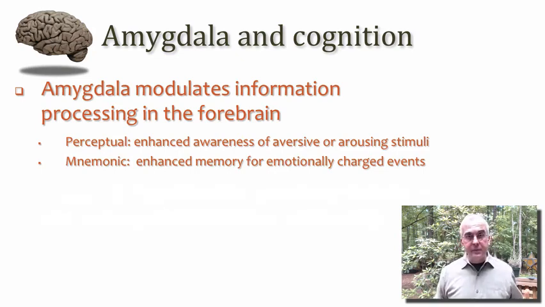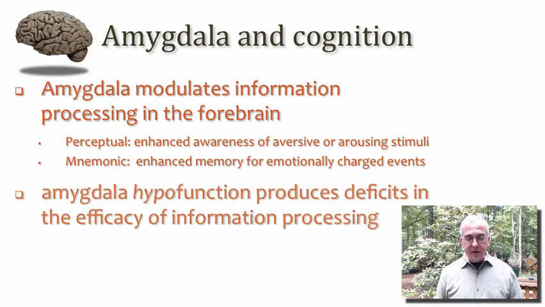Now, this provides us with a framework for thinking about what might happen when there's not enough signaling coming out of the amygdala, or perhaps when there's too much. So with insufficient amygdala activation, or amygdala hypofunction, we can expect there to be deficits in the efficacy of information processing. Perhaps this helps us understand patient SM.